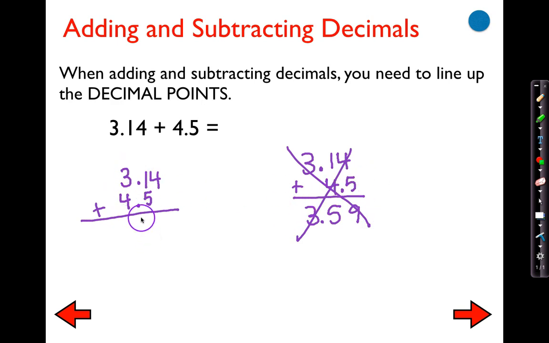Again, we're lining up the decimals. Here, notice there's no number underneath it, so you can just put a 0 as a placeholder. 4 plus 0 is 4. 1 plus 5 is 6. I'm going to bring down that decimal. And 3 plus 4 is 7.